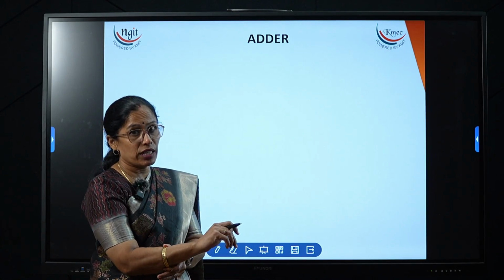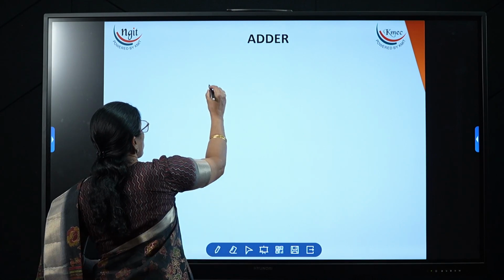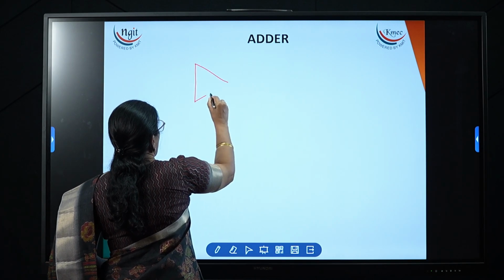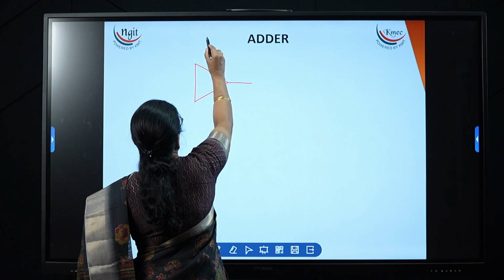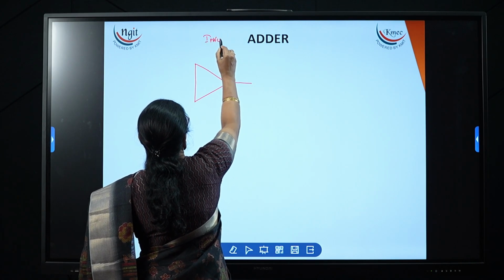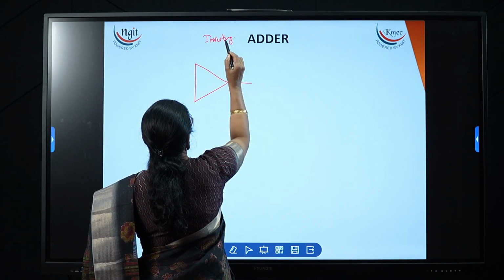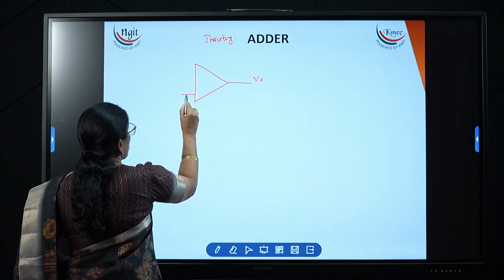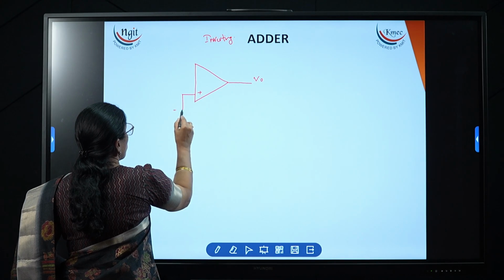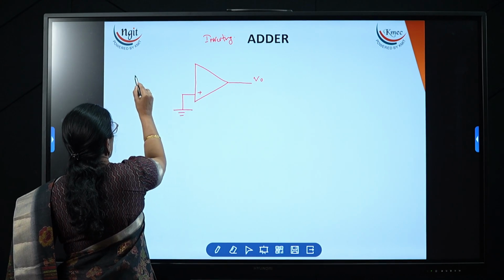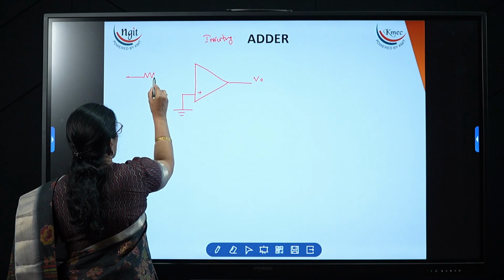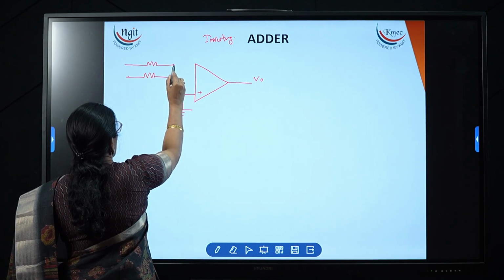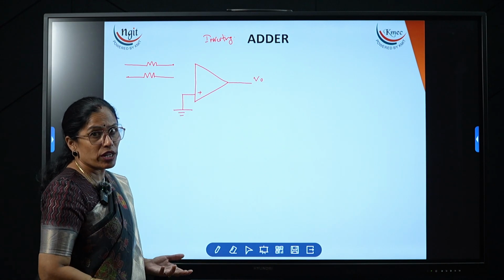Now how to construct that, now I will show. So here I am taking the operational amplifier, and first I will explain the inverting adder. Now here this is the output. Inverting means the non-inverting terminal you have to make ground. For the inverting terminal we are taking more than one input. Here I am taking 2, but if you want to take n number, you can take.